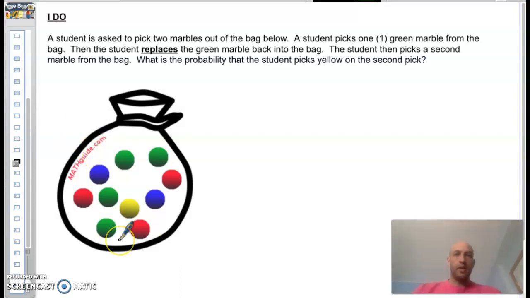A student is asked to pick 2 marbles out of the bag below. Okay, so we have this bag right here, and it's got a bunch of marbles in it. The first thing I see is it's got some green marbles, some blue marbles, some red marbles, and a yellow marble. So picking 2 marbles out of the bag, a student picks 1 green marble from the bag. Okay, so we pick out a green marble. So this marble right here gets picked out of the bag.